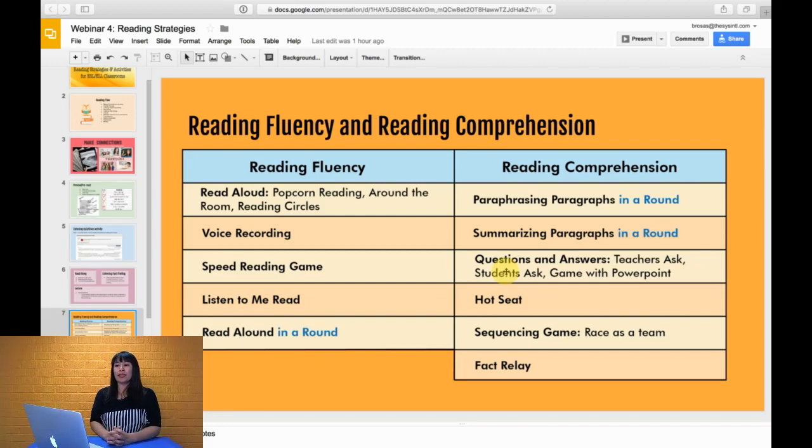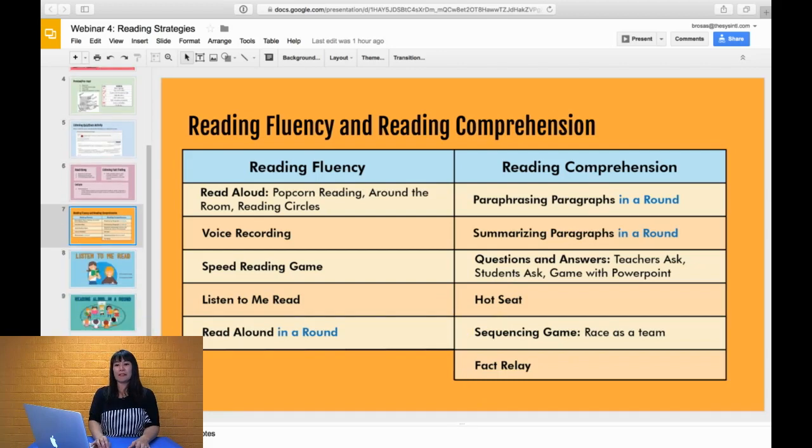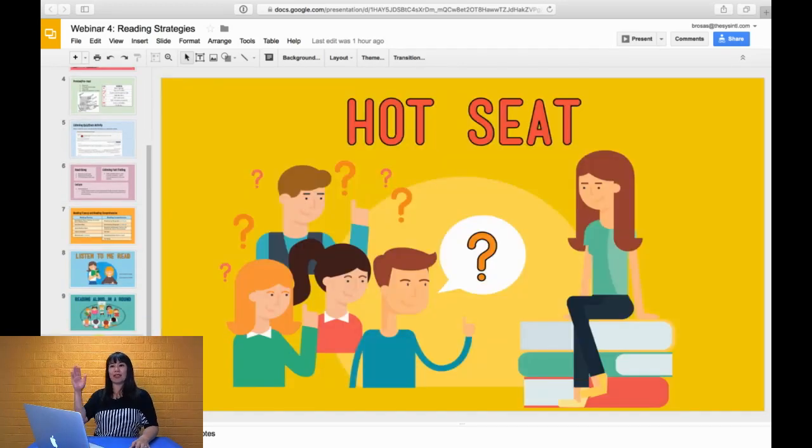With this, students create the questions, they then create the answers, they submit it to the teacher, so then different games can occur. The teachers can ask the questions, the students can ask other students the questions, or you can make it a game with a PowerPoint where the question just comes up and students are competing to answer it. Hot Seat is one of my favorite games to play when this comes up.